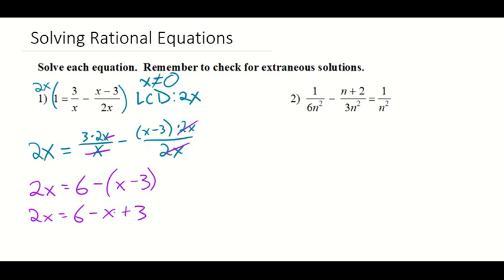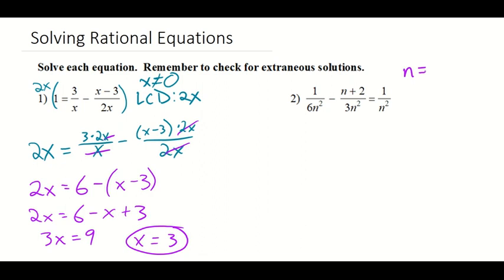So combine some like terms, add x to both sides, divide by 3, and we get x equals 3. We double check. 3 is not 0, so we are fine. That is our solution.